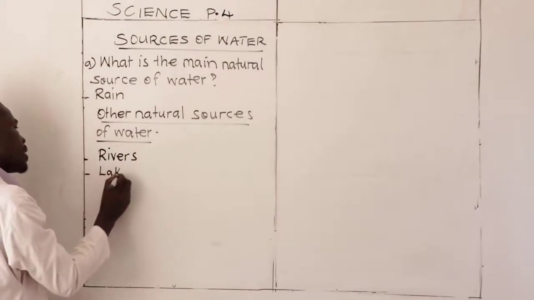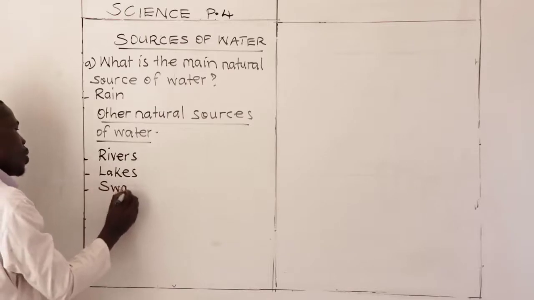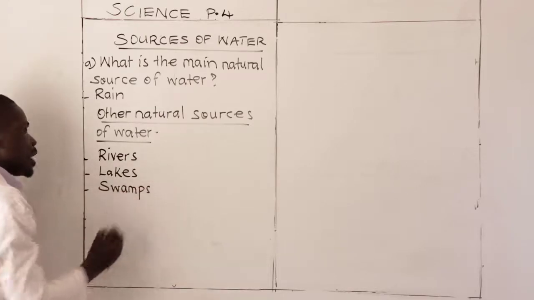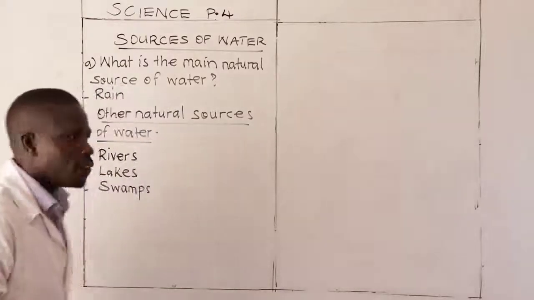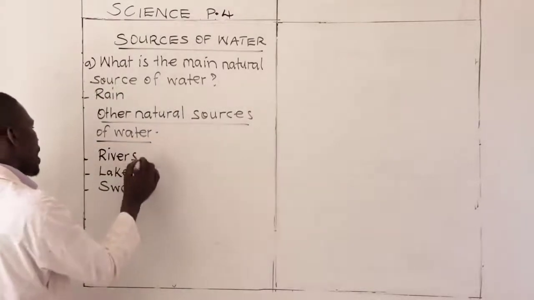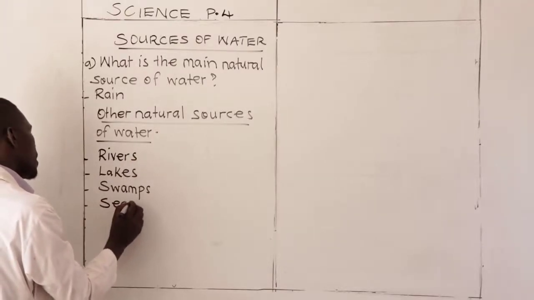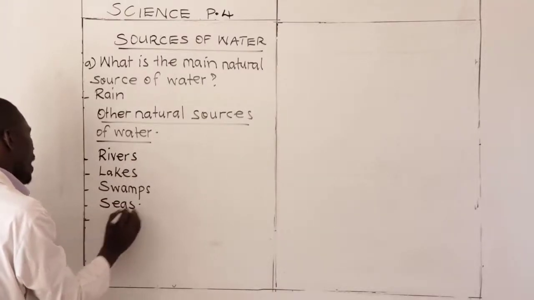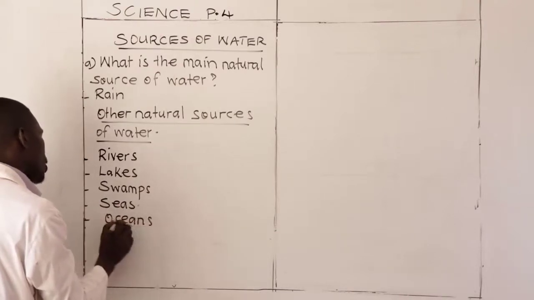We have lakes. Rivers, lakes. We have swamps as natural sources of water. We have rivers, lakes, swamps. We have seas. Then we have oceans.